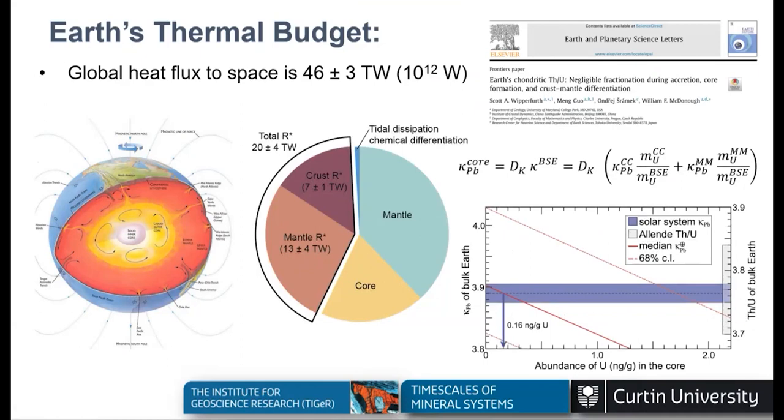And basically plugging in those numbers that they measure, they end up with a graph like this, which shows that to get Earth to equal the value we see in primitive meteorites in terms of its thorium-uranium ratio, you don't need very much uranium in the core. So 0.16 nanograms per gram, which is parts per billion, so it's essentially zero, which tells you that there's very little radiogenic heating happening in the core. It's all mostly primordial heat, and all the radioactivity is confined essentially to the crust and the mantle.